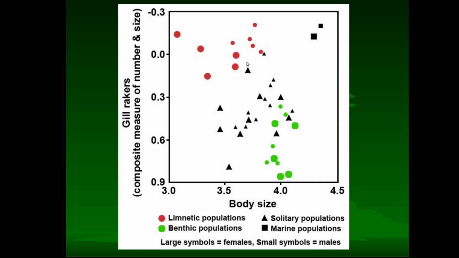So here's a nice plot of large numbers of limnetic populations in the red and the benthic populations in the green. And notice there's a difference in body size and gill rakers, and there's almost no overlap between the two. Whereas in solitary populations, they're all across the middle here. And we've got the two sexes also. The large symbols are females and the small symbols are males. So the same pattern in both of the sexes in these species.